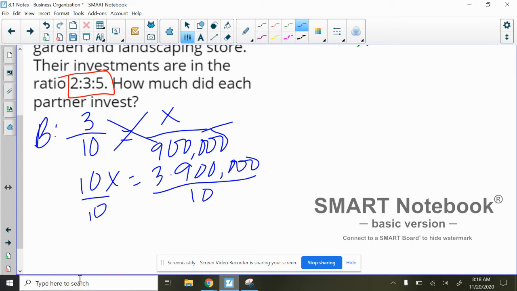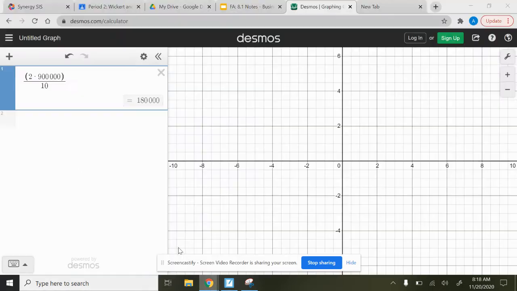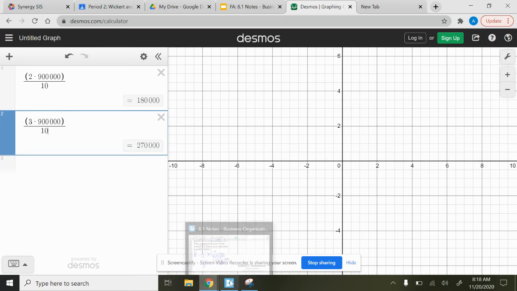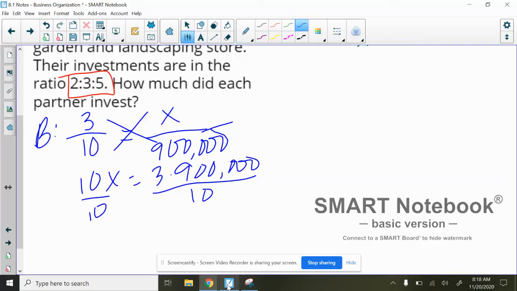So I'm going to go over to Desmos to do that. You don't have to do anything real crazy. I'm going to do 3 times 900,000. Make sure you have enough zeros there. That's 2.7 million, 2,700,000, and I'm going to divide the whole thing by 10 to solve it out. So person B invested $270,000.